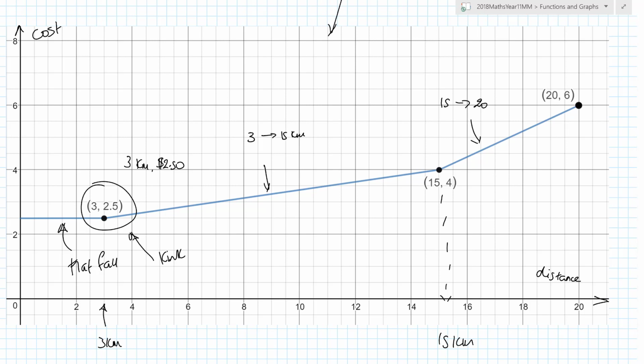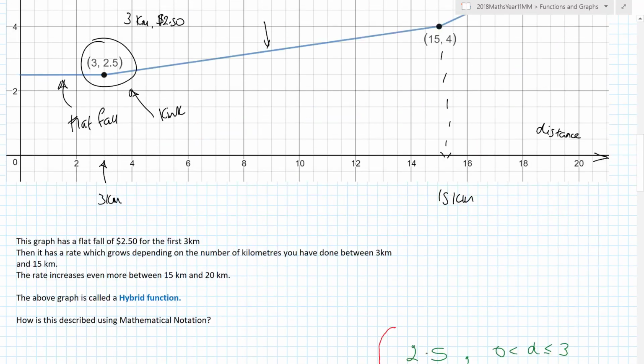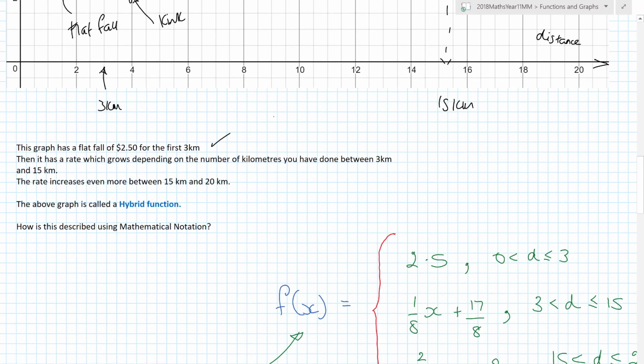All right. Now, again, this is an oversimplification, or maybe making it more difficult. But the point of it is there are 3 sections to my graph. So, a flat fall of 250 for the first 3 kilometers. Then it has a rate growing depending on where you are between 3 kilometers and 15, and then between 15 and 20.